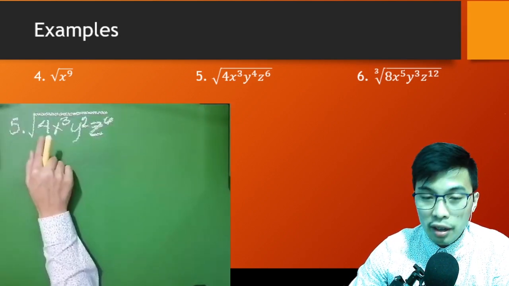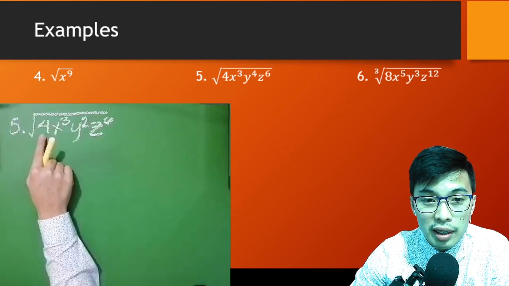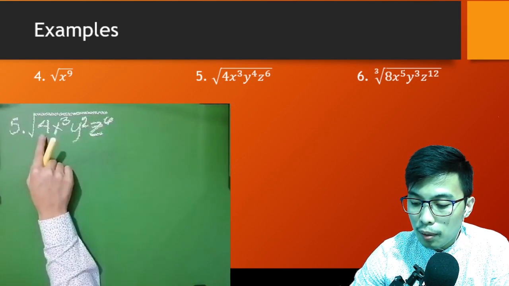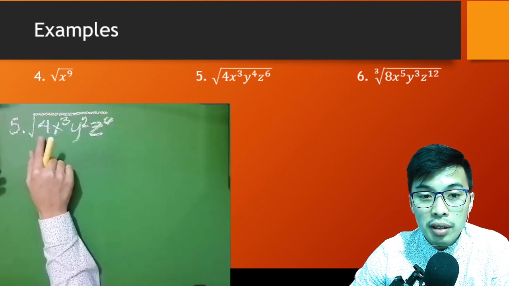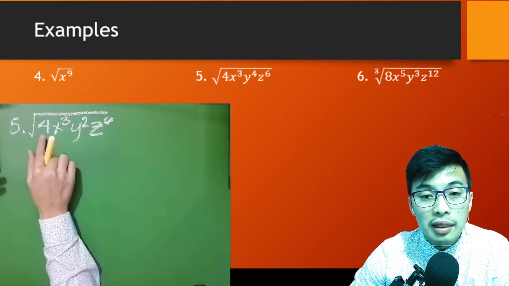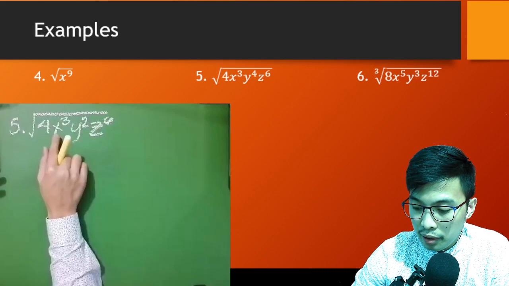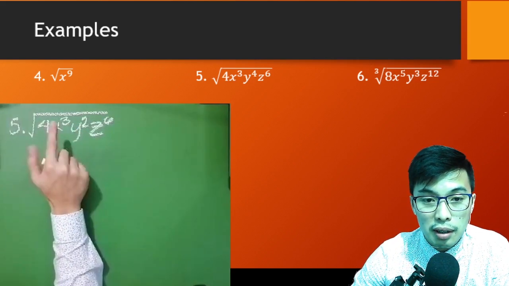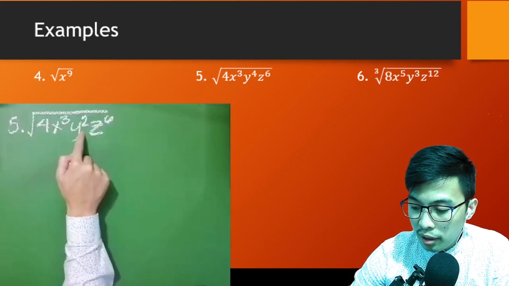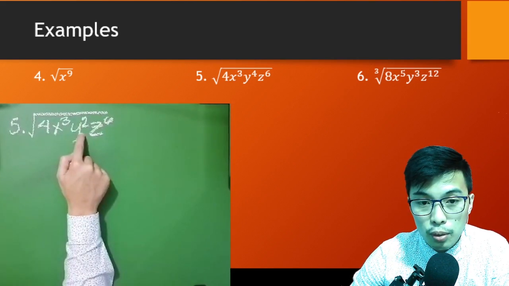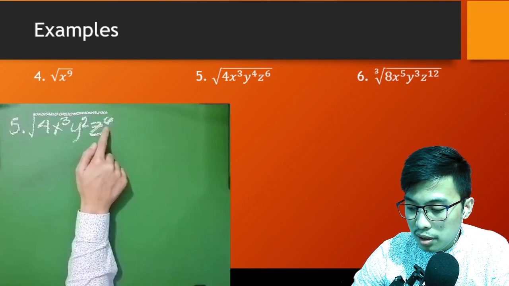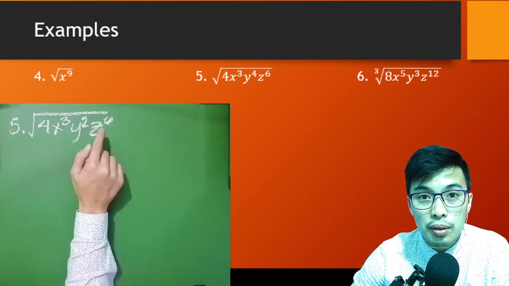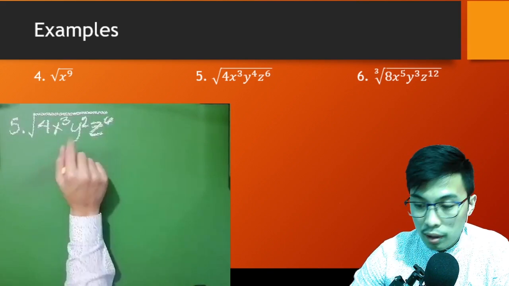So as you can see here, 4 is already a perfect square, or a square number, I should say. So hindi na natin siya kailangan i-factor. And x raised to the power of 3 is not a perfect square. Y raised to the power of 2 is a perfect square. Z raised to the power of 6 is a perfect square. So pwede na natin kunin yung roots ng mga.